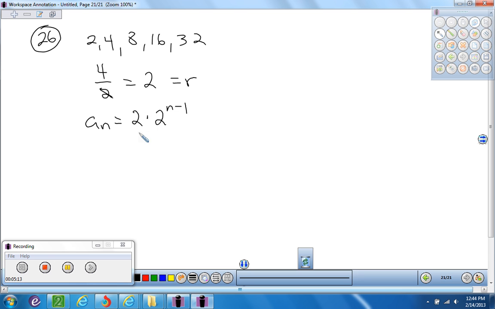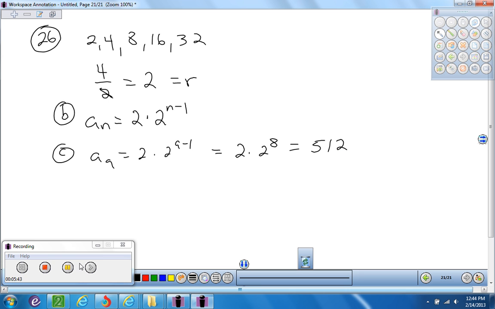The temptation is to do that, but you can't do that. Now it may work out okay on this one, I doubt it, but you can't multiply these. You have to take the exponent first. So that's our B part, and then finally for the C part, we're going to find the 9th term. So a sub 9 is going to be equal to 2 times 2 to the 9 minus 1. So you get 2 times 2 to the 8, or 512. Okay, so that's geometric sequences.